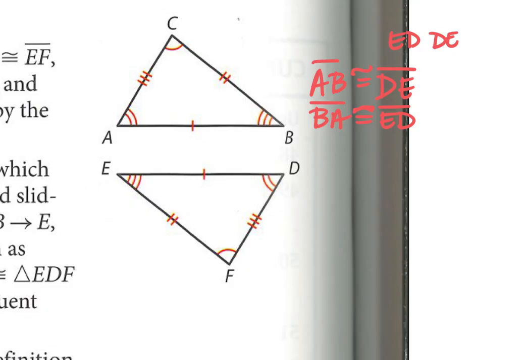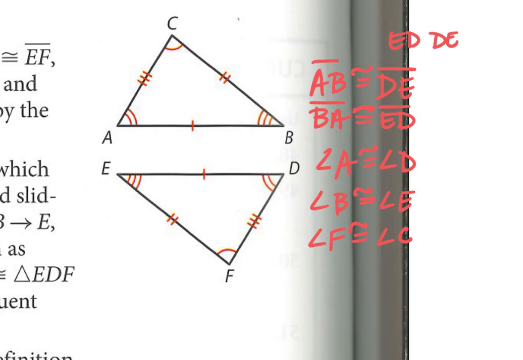Now, not only that, but also looking at the angles. What angle corresponds to angle A? If I say angle A is congruent to what? Angle D. But angle B is congruent to angle E. And then I might as well finish it out. Angle F is congruent to which one? Angle C.